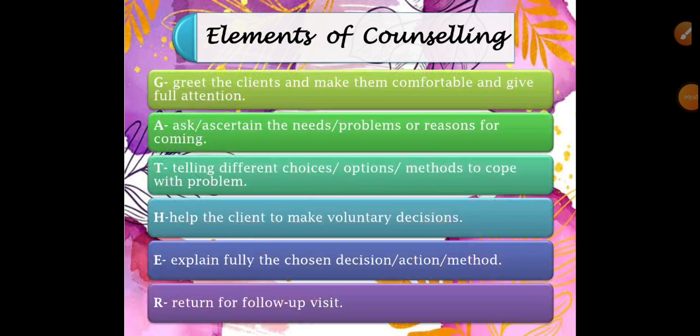The elements of counseling. From the word GATHER, G. Greet the clients and make them comfortable and give full attention. A. Ask. Ascertain the needs, problems, or reasons for coming. T. Tell different choices, options, methods to cope with the problem. H. Help the client to make voluntary decisions. E. Explain fully the chosen decision, action, and method. R. Return for follow-up visit.